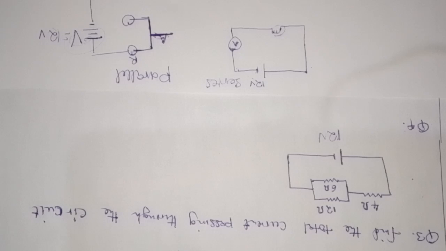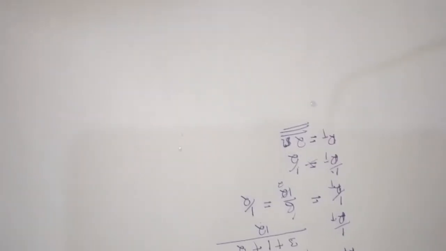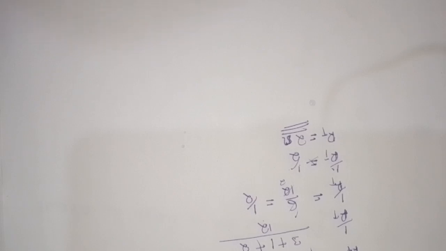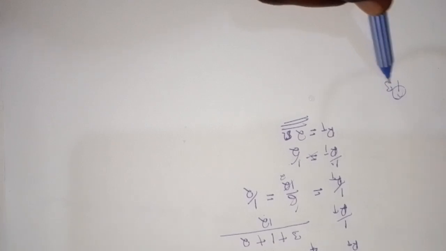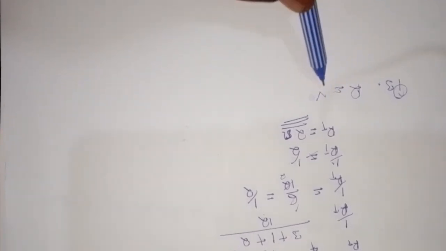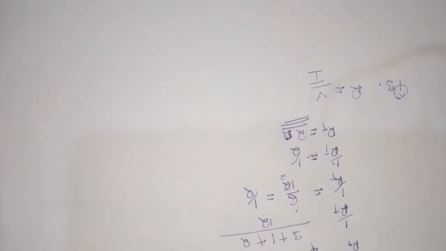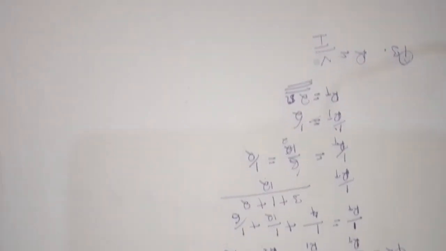So look at this question. It says find the total current passing through the circuit. Remember, we said we have this formula: resistance is equal to voltage over current. We want to find the resistance. So let's look at our question.